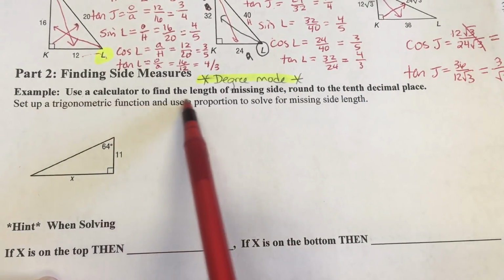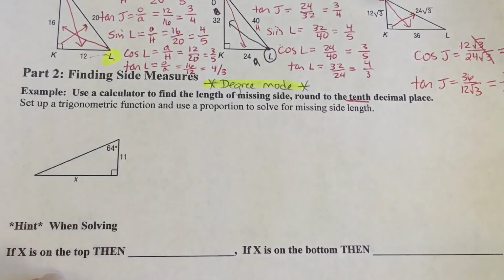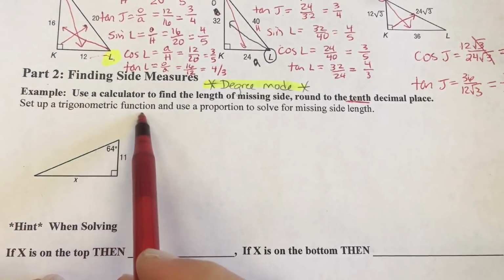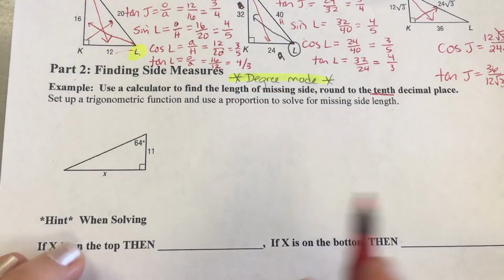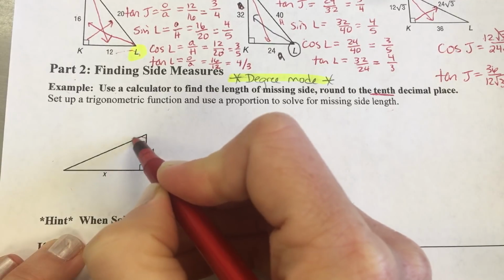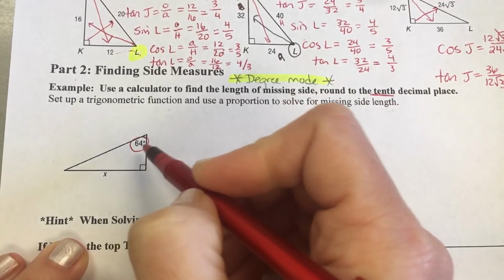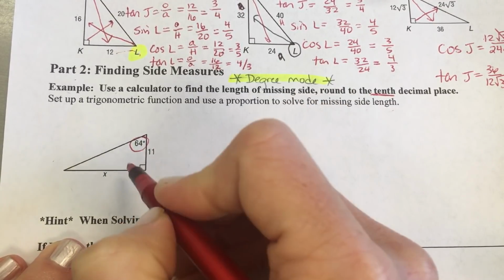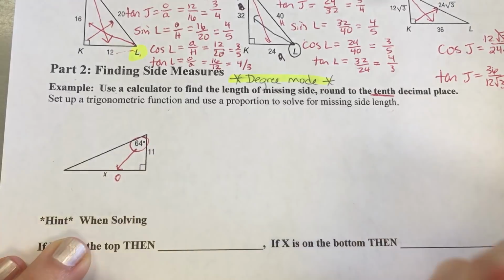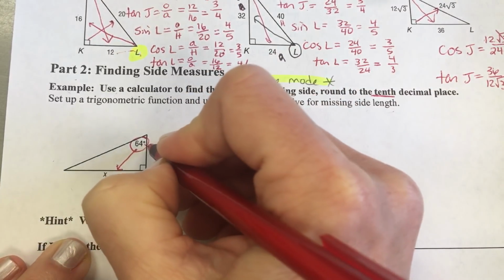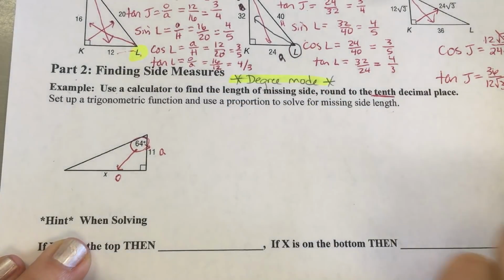All right, use the calculator to find the length of the missing side, round to the tenth decimal place. Set up a trigonometric function and use a proportion to solve for the missing side length. All right, so here's what we do. We start with our angle, and we need to label the sides that we have, or the sides that are marked. So opposite, and this one would be adjacent. Remember, hypotenuse is across from the right angle, okay?